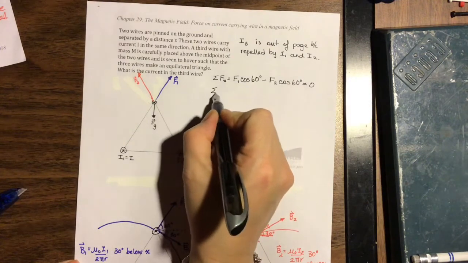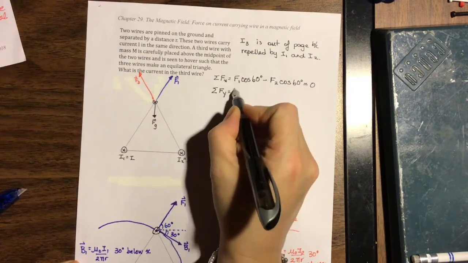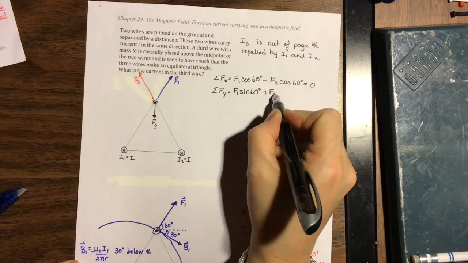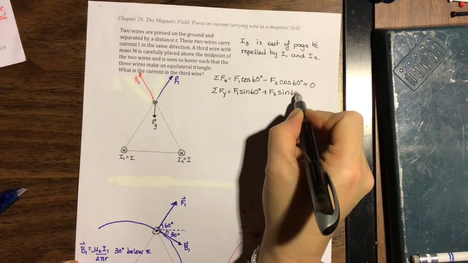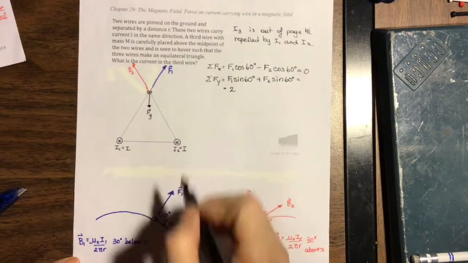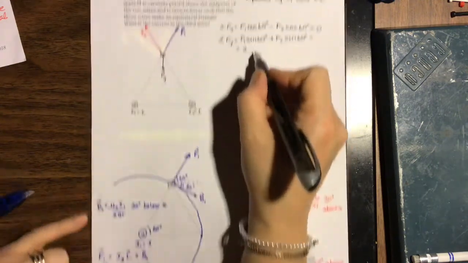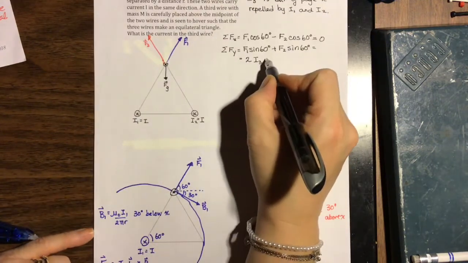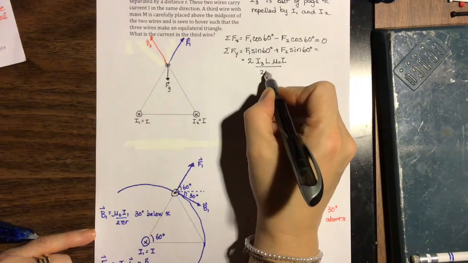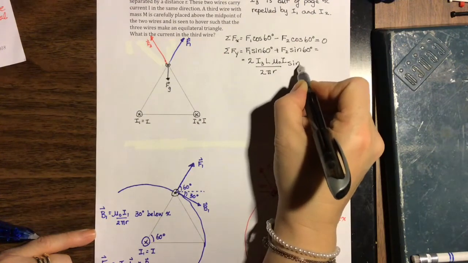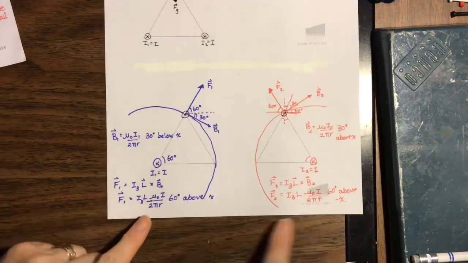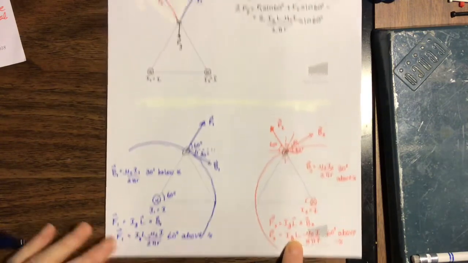Sum of the forces in the y is F1 times sine of 60 plus F2 times sine of 60. Both are positive because both point up. So that's equal to 2 because F1 and F2 are the same. We've got 2 times I3 times L times mu naught times I over 2 pi r times sine of 60 degrees. And this I3L mu naught I over 2 pi r, that came from the magnitudes of those forces. So there's the sum of our y forces.